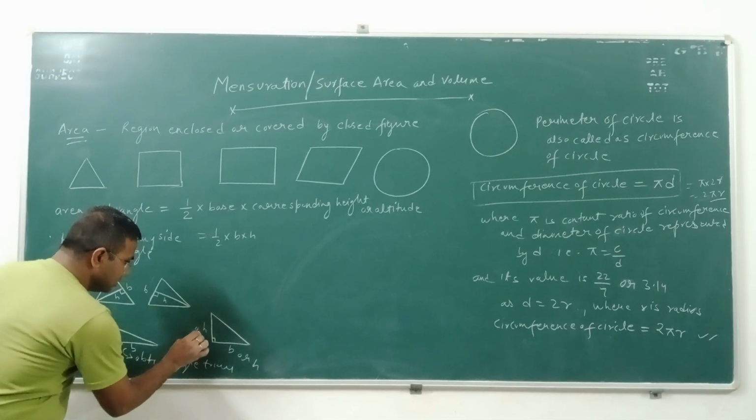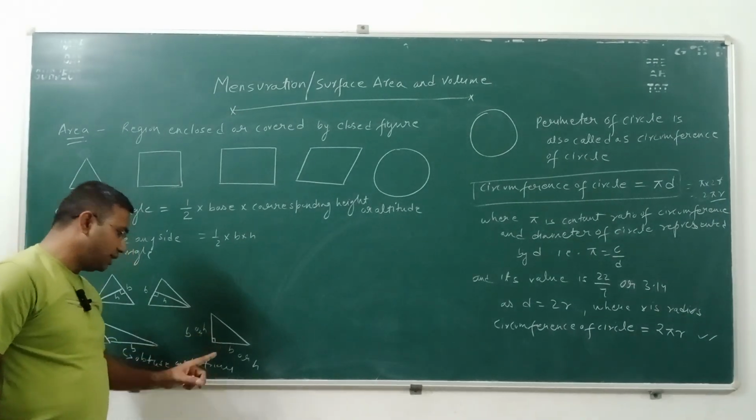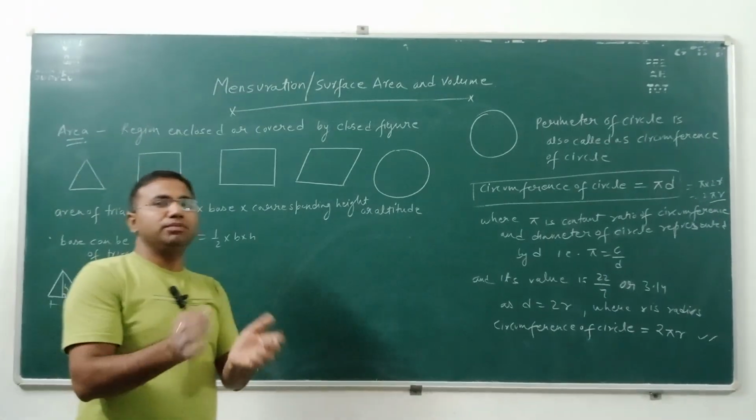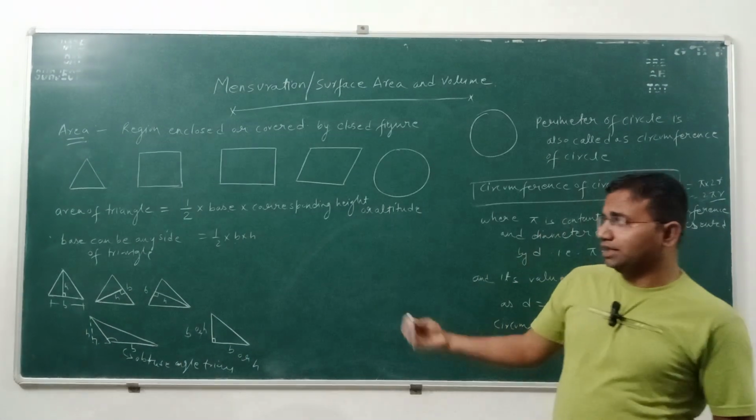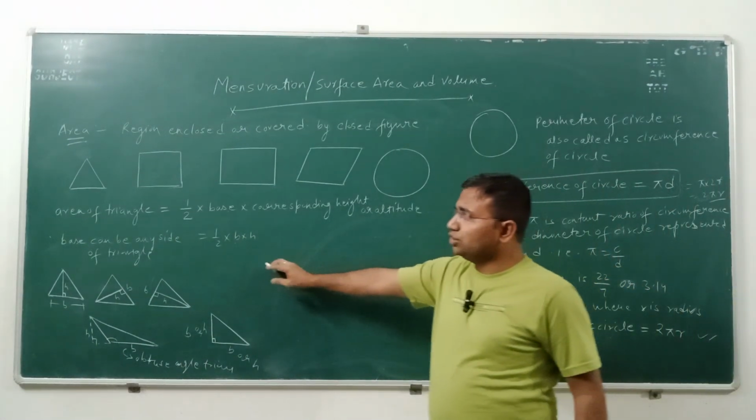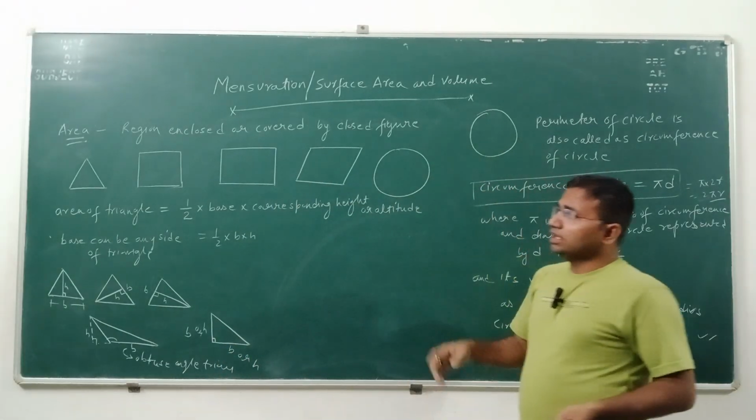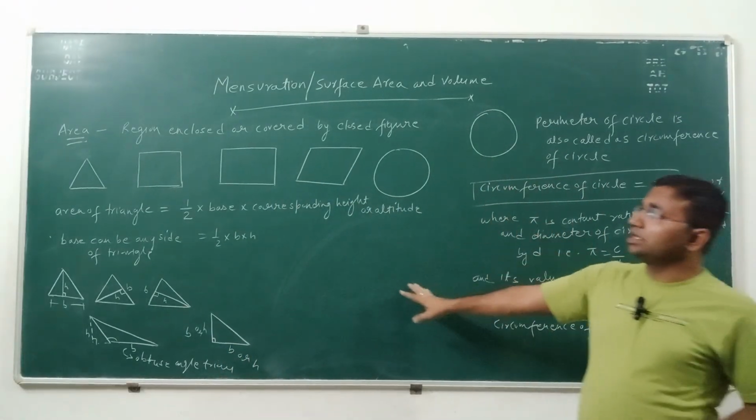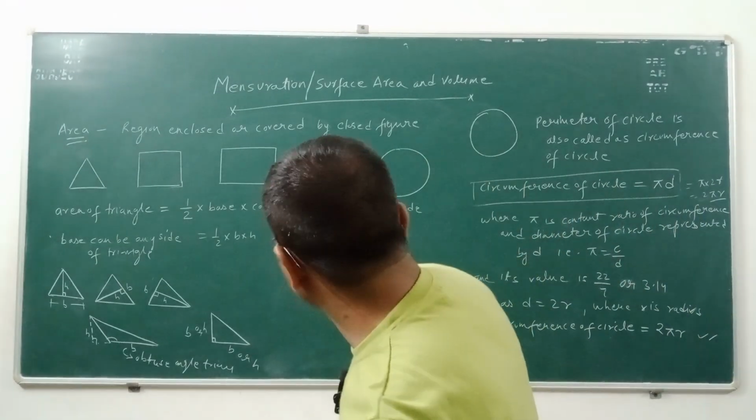This can be the height or base, or this can be the height or base, because both sides make a 90-degree angle, so one will be the height. So in this way you will calculate the area of a triangle. I hope you have understood. Now we will calculate the area of a parallelogram. Now we will learn the area of a parallelogram.